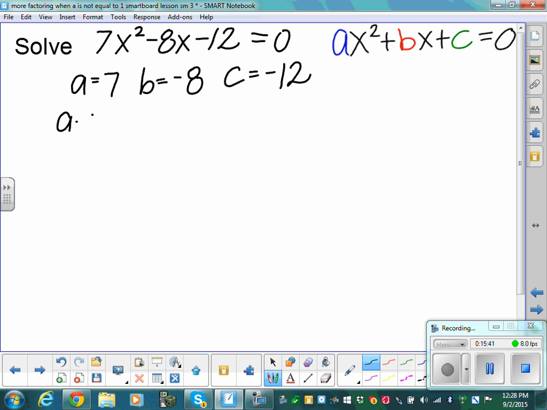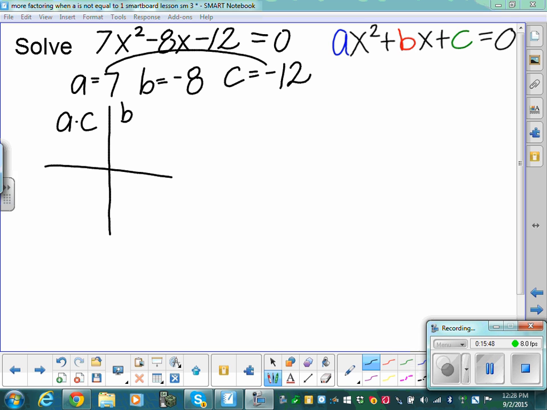What multiplies to be A times C and adds up to be B? A times C is 7 times negative 12. What multiplies to be negative 84, 7 times 12, negative 84, and adds up to be negative 8. Okay, so let's go through and list out factors of 84.